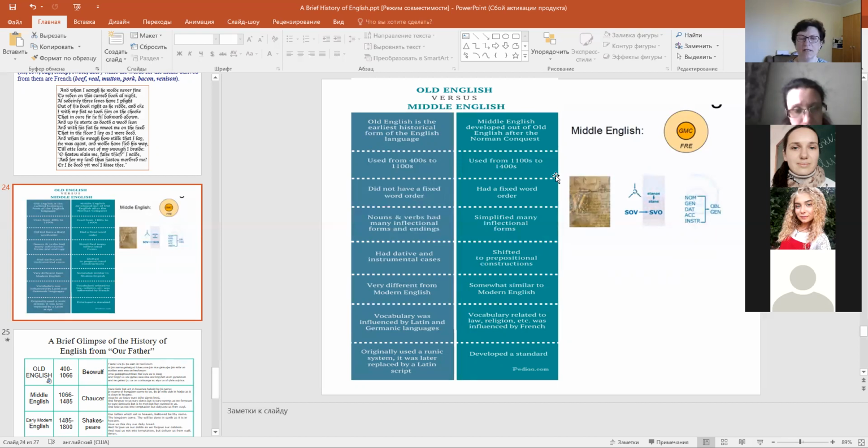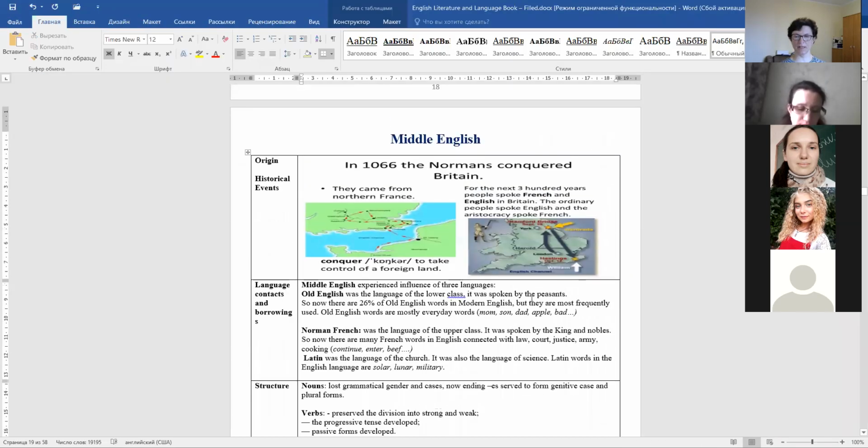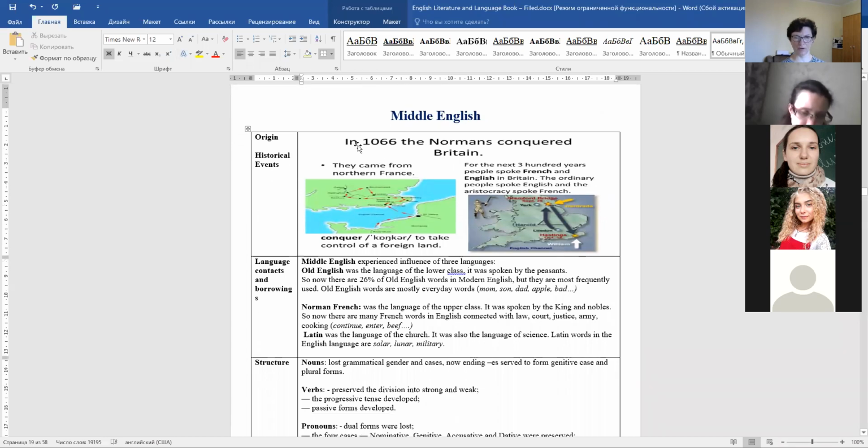Very good. Okay, Lera. Old English vocabulary was influenced by Latin and Germanic languages. Modern English vocabulary related to law, religion, etc. was influenced by French. Okay, Anya. Old English originally used a runic system. It was later replaced by a Latin script. Middle English developed a standard. Okay, good. And now let's go to our book and describe Middle English using our book.